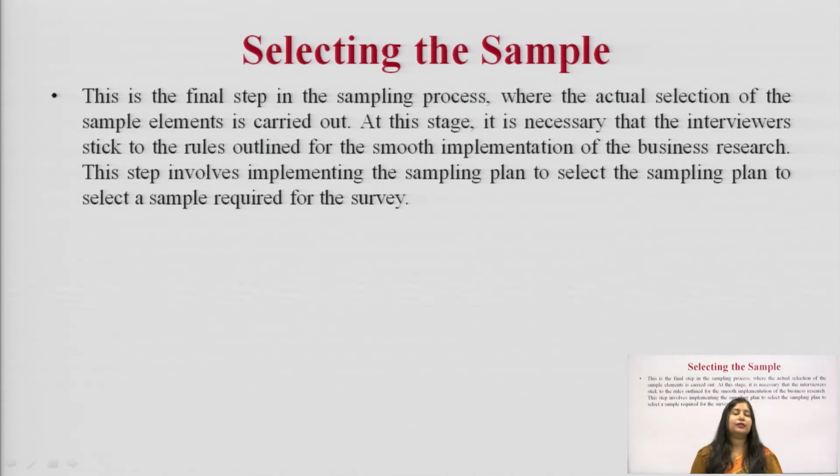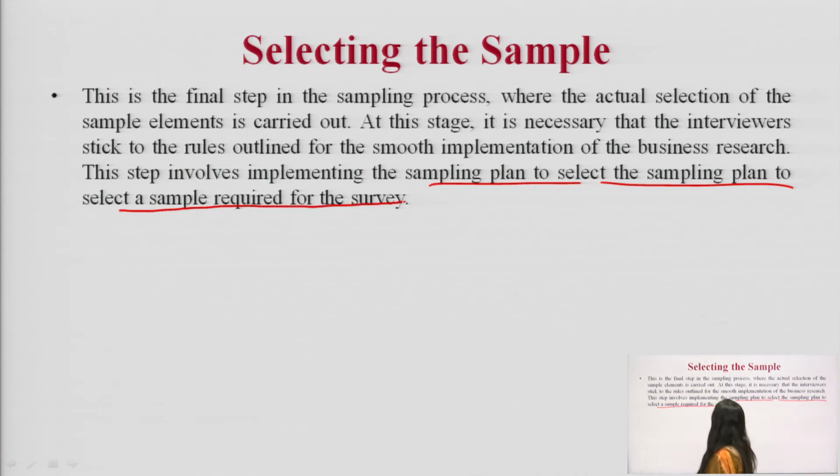Then in the final stage, we are going to select our final sample. This is the final step of the sampling process where the selection of the sample elements is carried out, and at this stage it is necessary that the interviewer sticks to the rules and ensures smooth implementation of the business research. This step involves the implementation of the sampling plan to select the sample required. So by selecting the sample, our sampling is going to be complete.